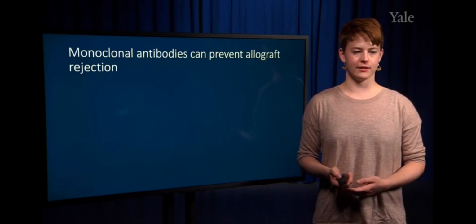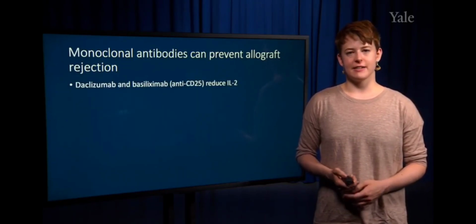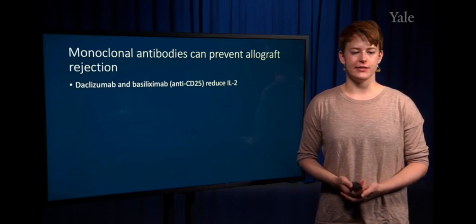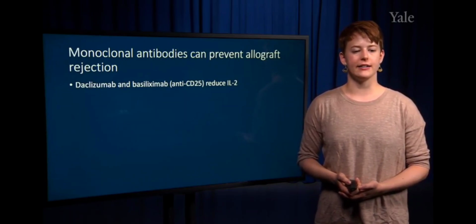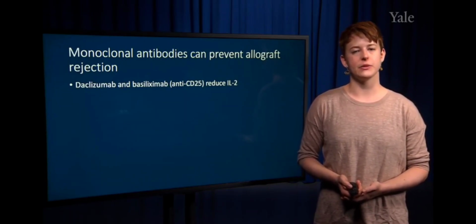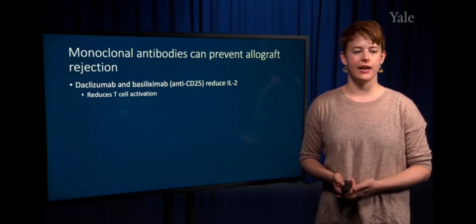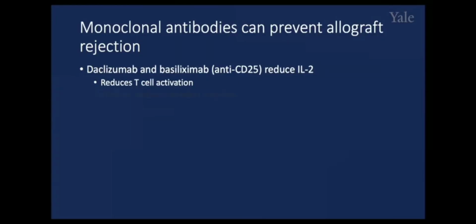So a couple of other monoclonal antibodies that are used in transplant are anti-CD25, which helps reduce IL-2 and therefore reduces T cell activation. This is particularly used for kidney transplant rejection to prevent the rejection from happening.